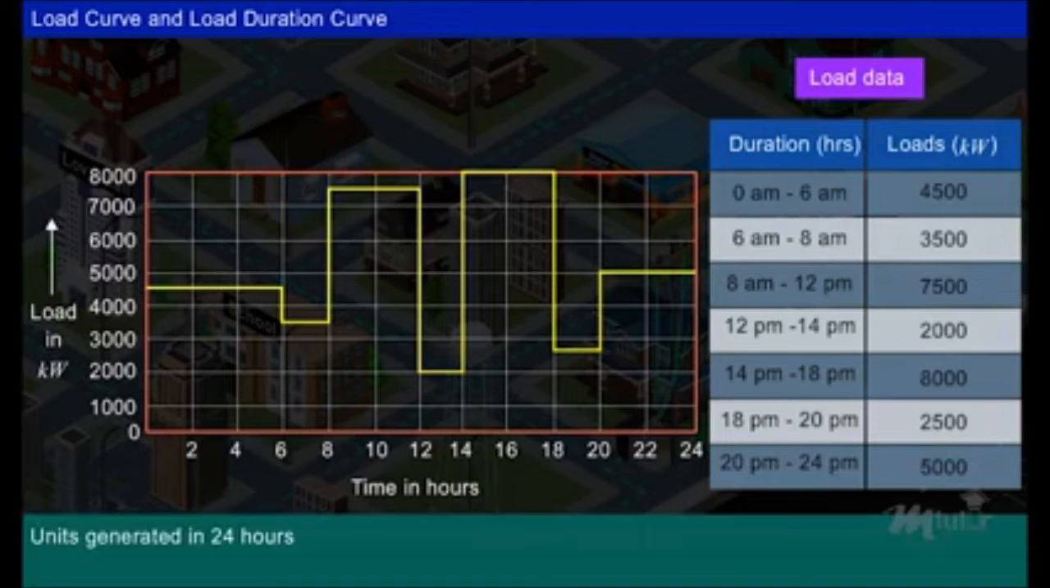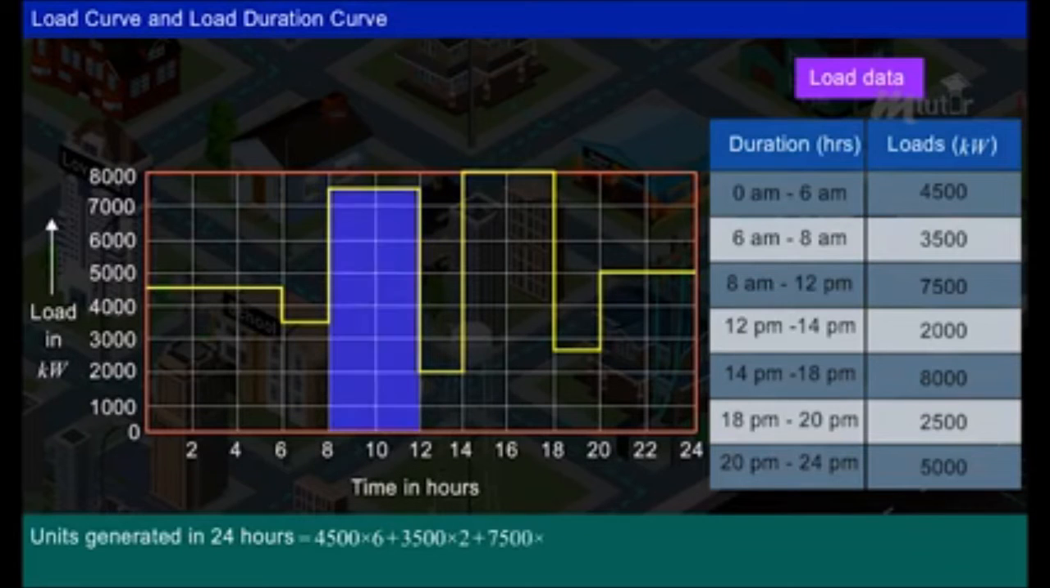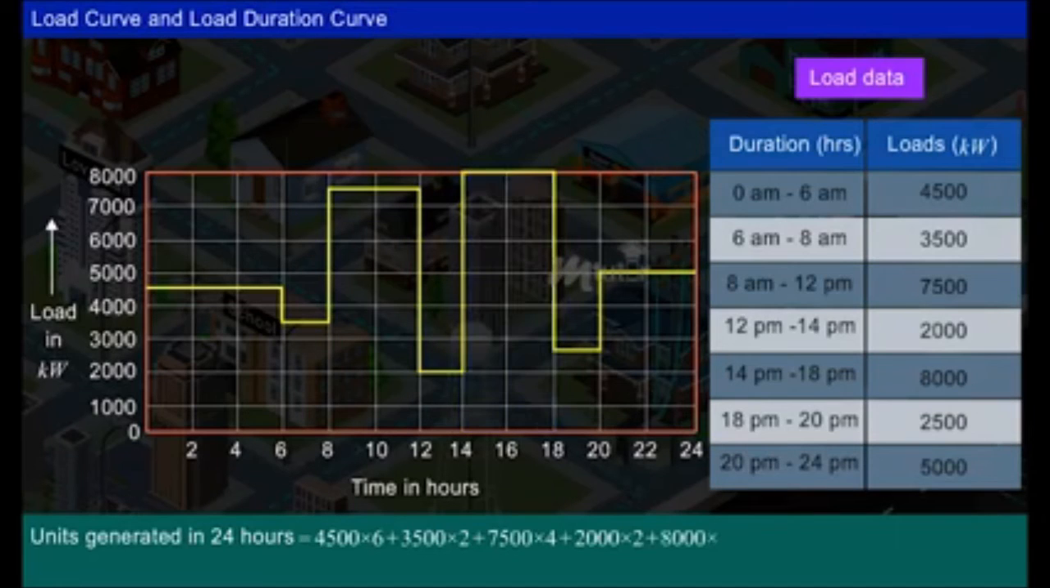So, the units generated by the generating station of the Iowa City is equal to 4,500 into 6 plus 3,500 into 2 plus 7,500 into 4 plus 2,000 into 2 plus 8,000 into 4 plus 2,500 into 2 plus 5,000 into 4, which is equal to 1,25,000 kilowatt hour.